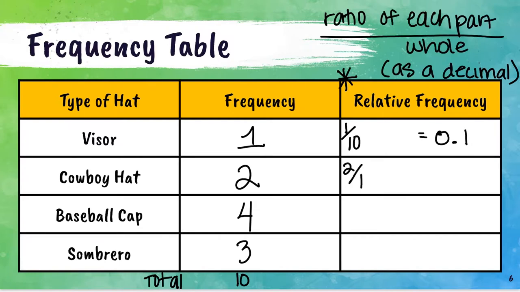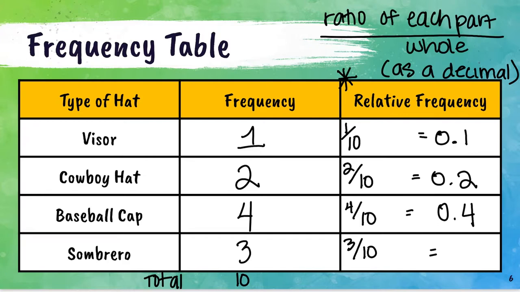Now my cowboy hat represented 2 out of 10 total hats, which represents 2/10 as a decimal. My baseball caps were 4 out of 10, which leaves me with 4/10 as a relative frequency. And then my sombreros were the remaining 3 out of my 10 total hats, which gave me 3/10.